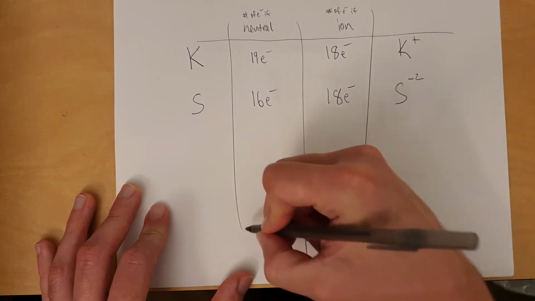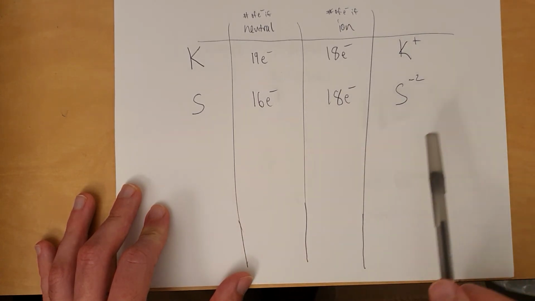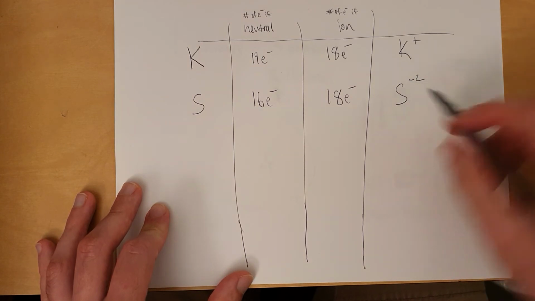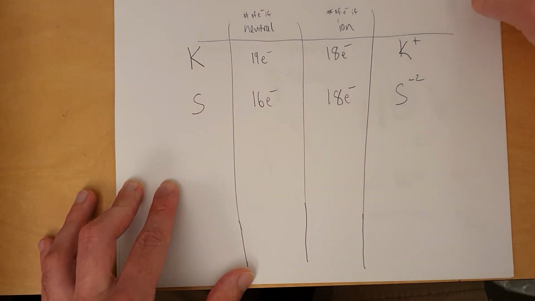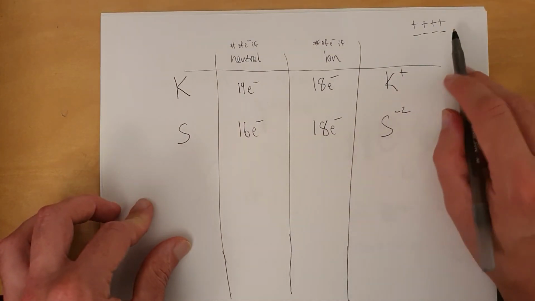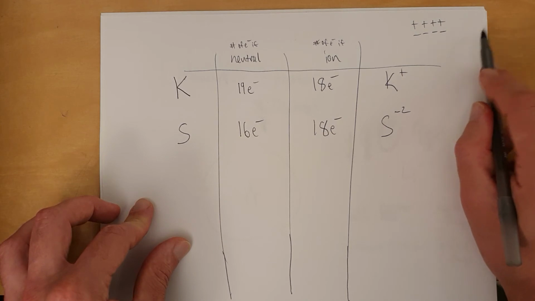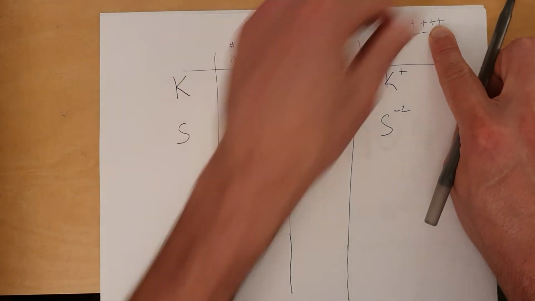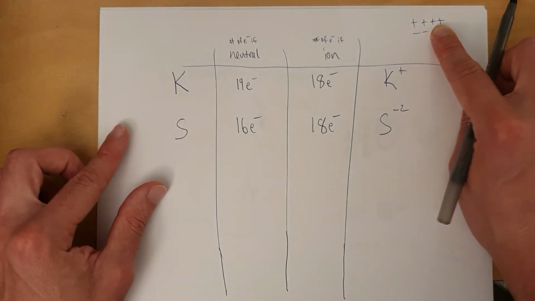Right? That's the hard thing for a lot of students to memorize. Again, remember this diagram I drew. This is a beryllium, for example, but it gives the idea. If you add electrons, you make it negative. If you subtract electrons, you make it positive because there's nothing left to cancel out these positive things.